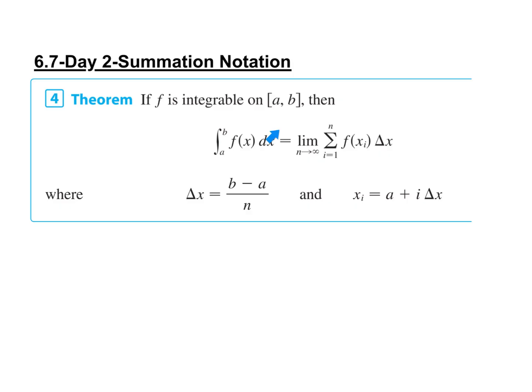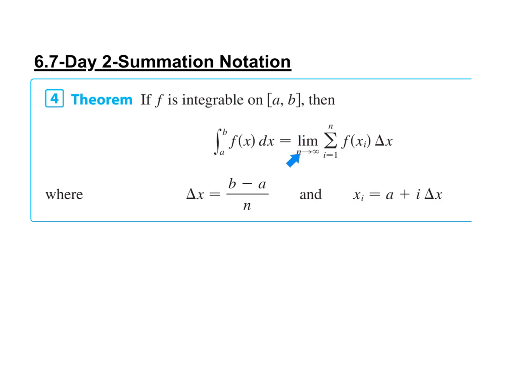Here's what we've got going on, okay? If we have some function that you can integrate over the interval a to b, a being the smaller value, b being the larger value, what we can think about is the sum of the area of an infinite number of rectangles underneath the curve. That's what this all is saying, okay?